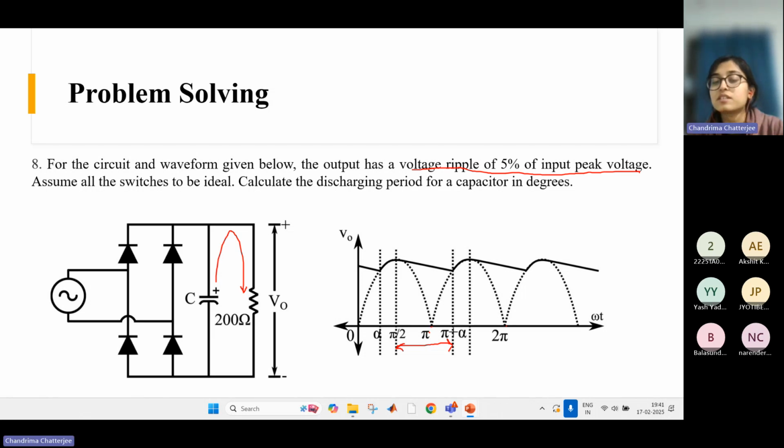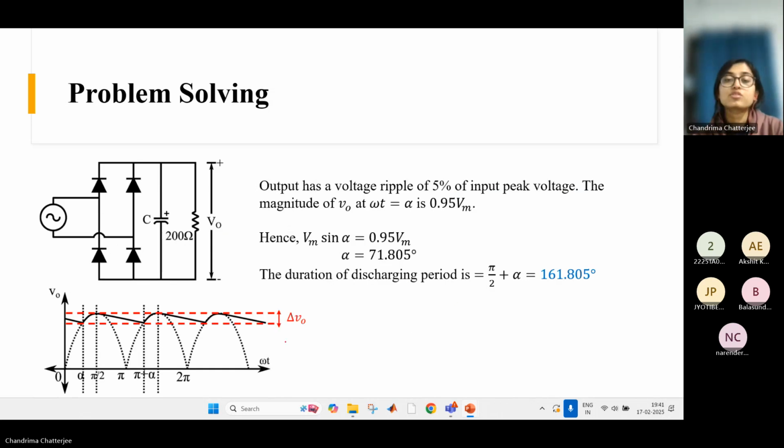Pi by 2 is basically 90 degrees and pi is 180 degrees. This is in radians, so they are all angles. After pi, again this cycle repeats. So now it is pi plus alpha, because we have already come to pi angle. And again this will be pi by 2 plus pi, so this will be 3 pi by 2. This is not written. And this is 2 pi. So these are angles.